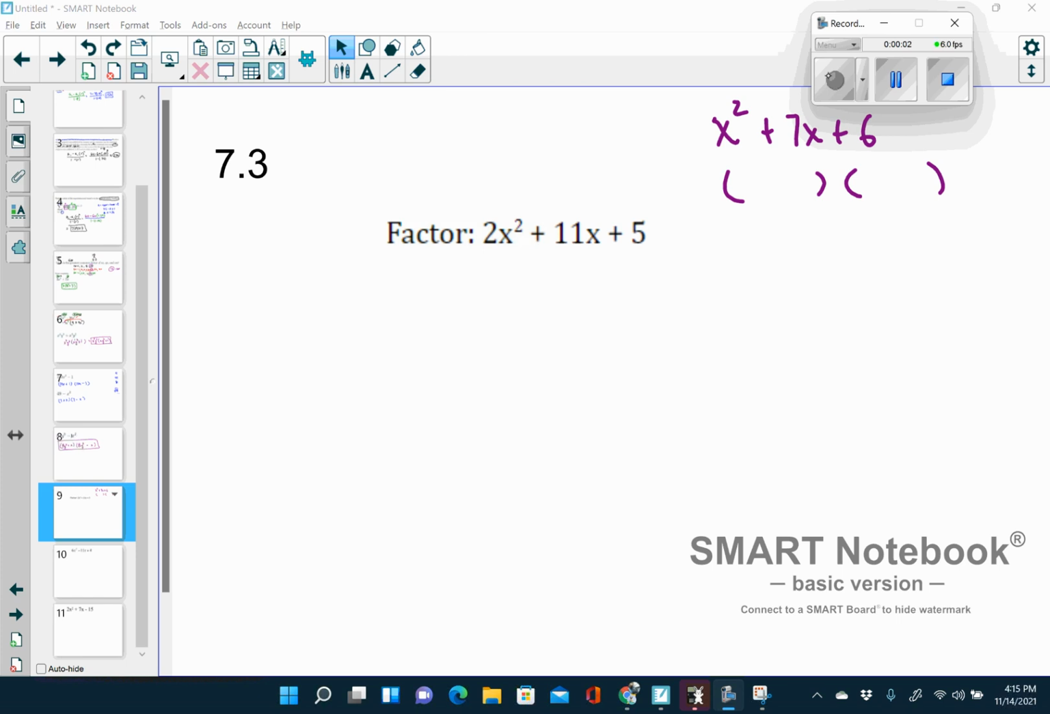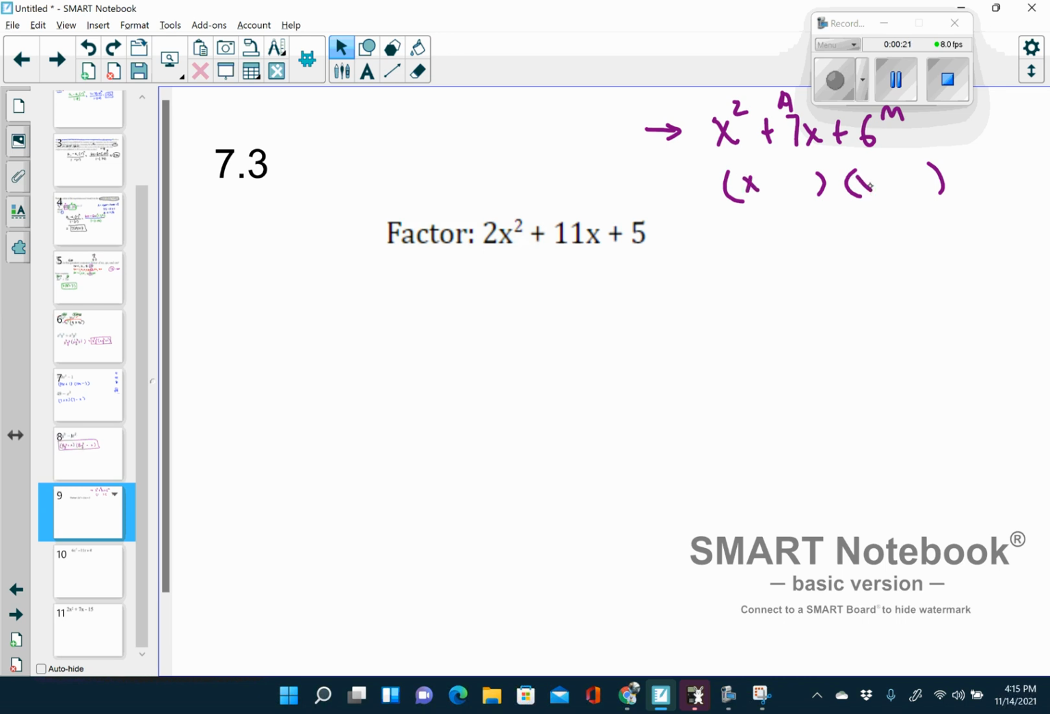So welcome to lesson 7.3. We're continuing factoring. I want to refresh your memory. When you have something that looks like this, x squared plus 7x plus 6, we're looking for two numbers that add to be 7 and that multiply to be 6.